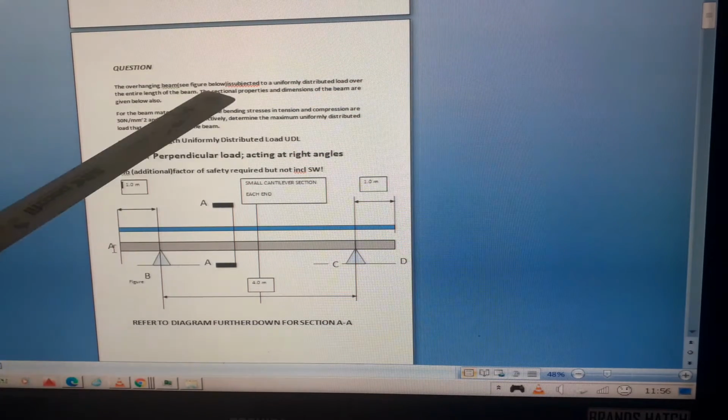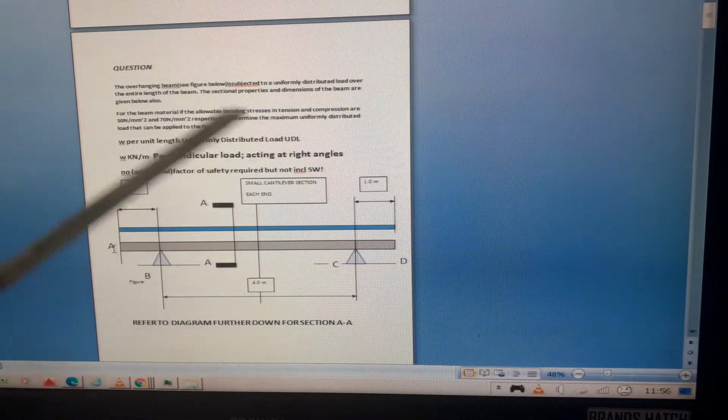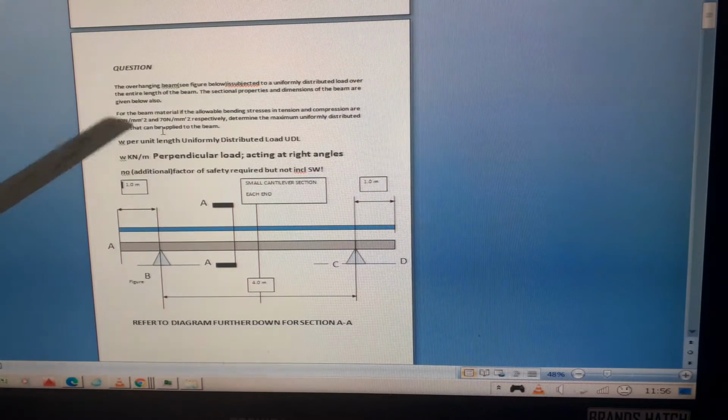That's the section. We know the cross section. They've given us the section properties, and that's the neutral axis, and the second moment of area.